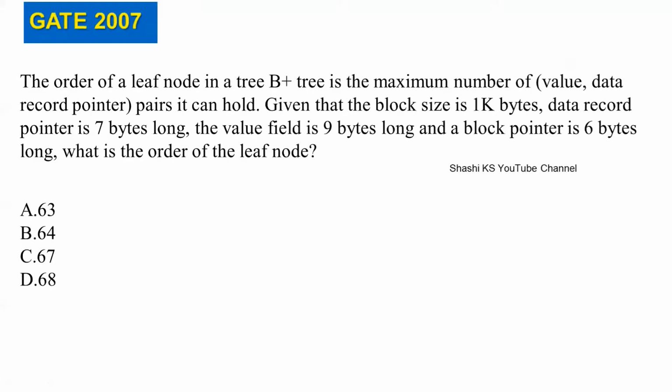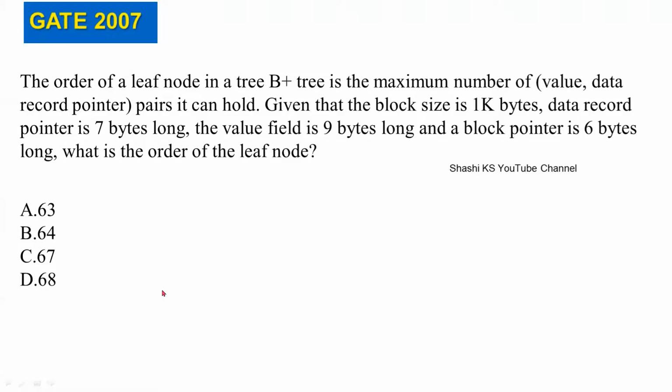Okay. So the next question is asked in GATE 2007. The order of a leaf node in a B plus tree is the maximum number of value data record pointer pairs it can hold. Given that the block size is 1K bytes, data record pointer is 7 bytes, value field is 9 bytes, and a block pointer is 6 bytes, what is the order of the leaf node?